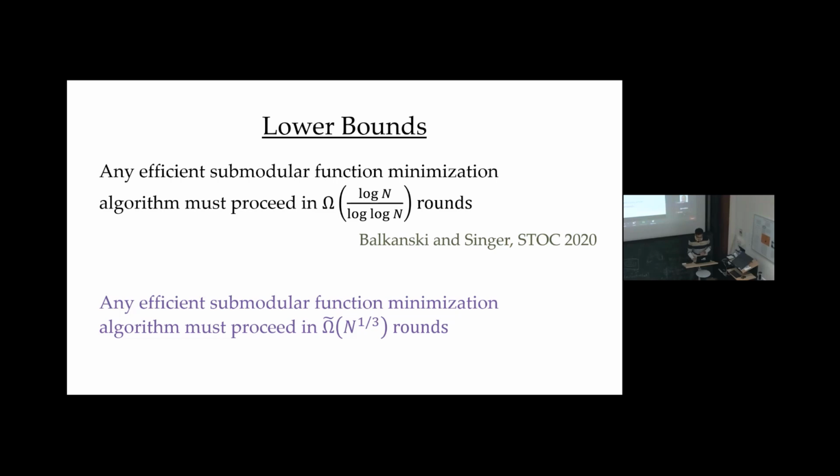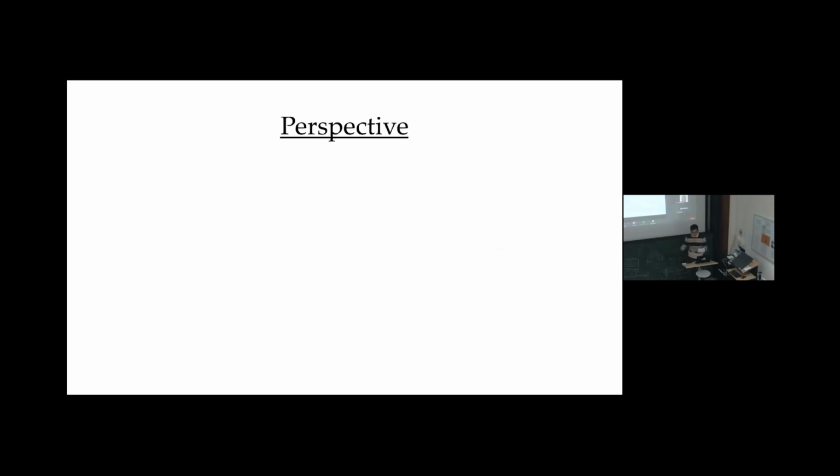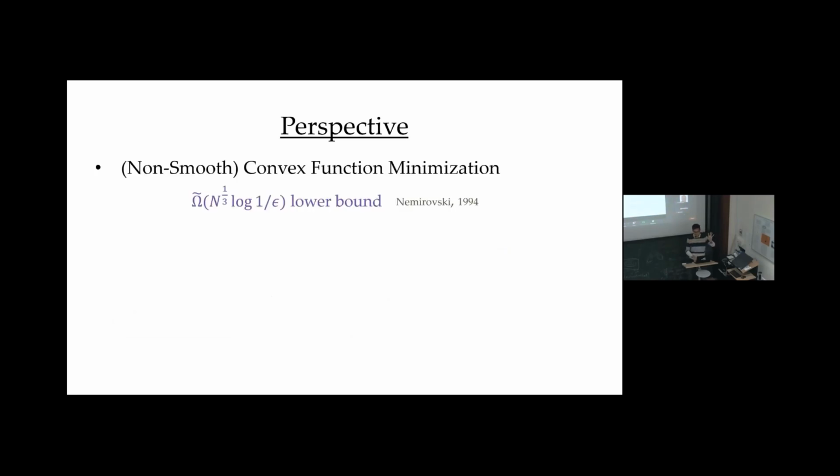Okay, so before I move on to the description of the details, let me put this result in some perspective. If you look at, instead of submodular function minimization, just convex function minimization, so a non-smooth convex function minimization. And if you remember from the previous talk about the Lipschitz, there's a convex function related to a submodular function, the Lovász extension, and that's a non-smooth convex function.